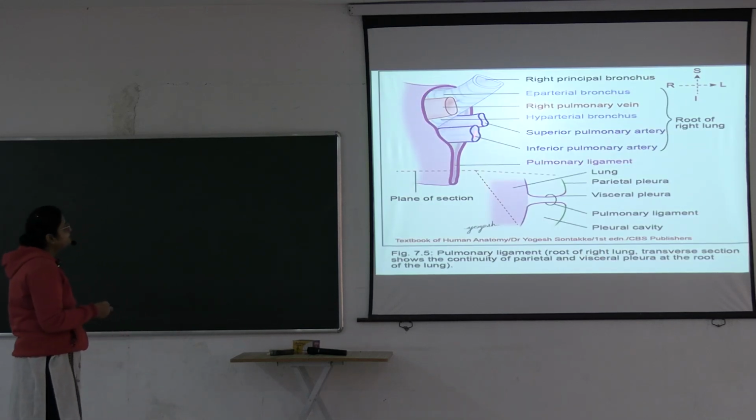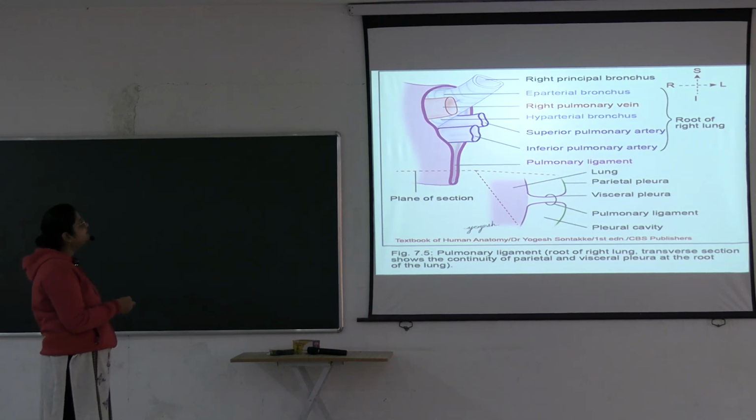See here, this is the pleural reflection surrounding the root of the lung, and this downward deflection of these two layers of pleura is forming the pulmonary ligament. And here you can see around the root of the lung, the parietal pleura is continuous with the visceral pleura. Okay, understood? So the root of the lung here contains the eparterial and hyparterial bronchus, pulmonary vein, superior pulmonary artery and inferior pulmonary artery. So all these structures are forming the root of the lung. This is the root of the lung of the right side.